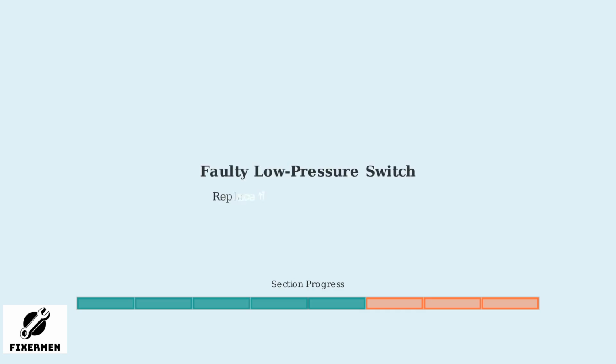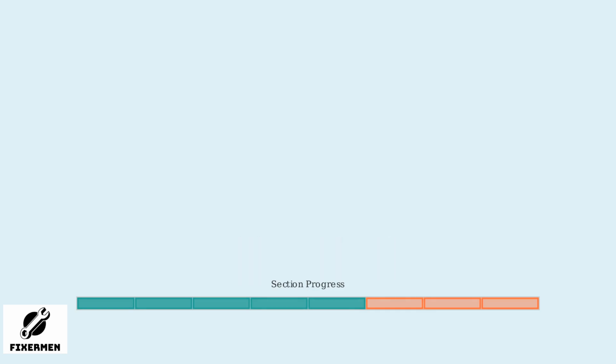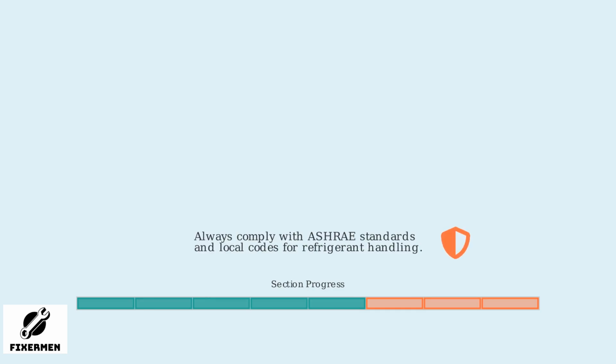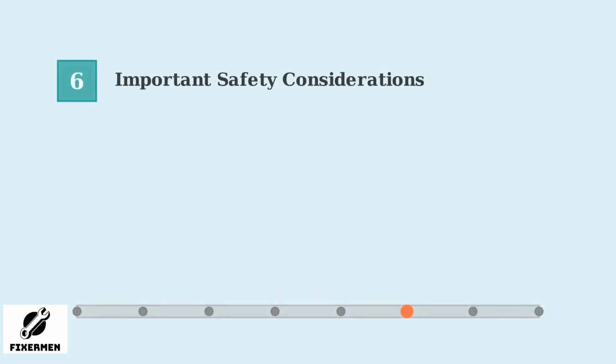For a faulty low-pressure switch, the component needs to be replaced to restore proper pressure monitoring. If clogged filters or dryers are causing the issue, they should be replaced to ensure proper refrigerant flow through the system. Throughout all repairs, technicians must comply with ASHRAE standards and local codes when handling refrigerants to ensure environmental safety and proper system operation. Working with refrigerants requires proper training and certification to ensure safe handling.